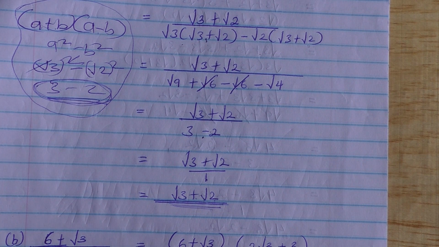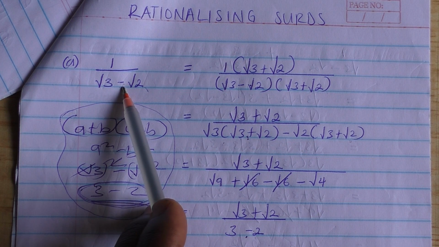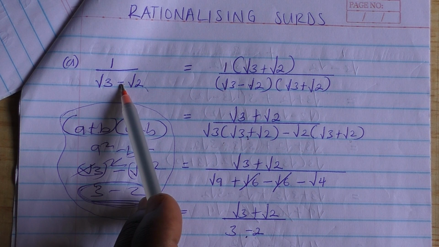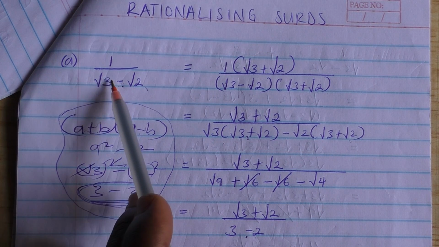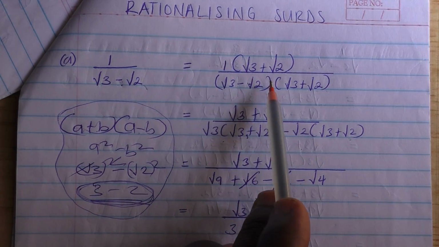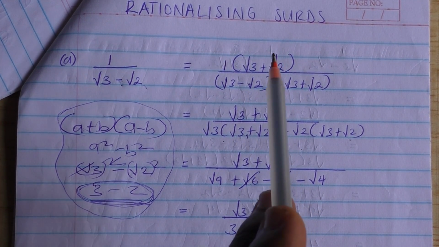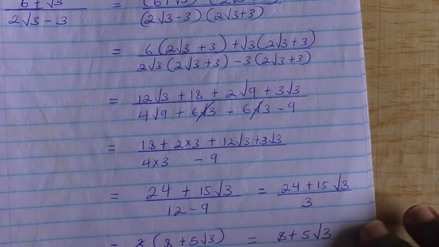So here the trick is, when you are told to rationalize, get the conjugate of the denominator, which is simply the change of the sign. If it is a plus, then the conjugate will be a minus. If it is a minus, the conjugate will be a plus. And multiply that conjugate with the numerator and the denominator. As simple as that. The rest is just simplifying. So let us look at our second example concerning rationalizing Surds.